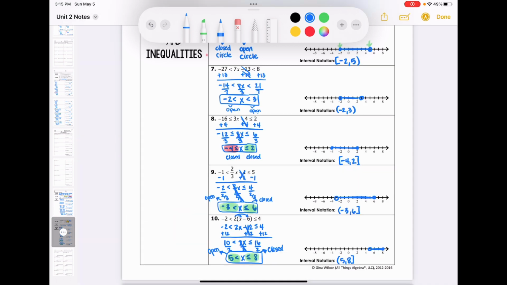All right, so that concludes our notes on compound inequalities.